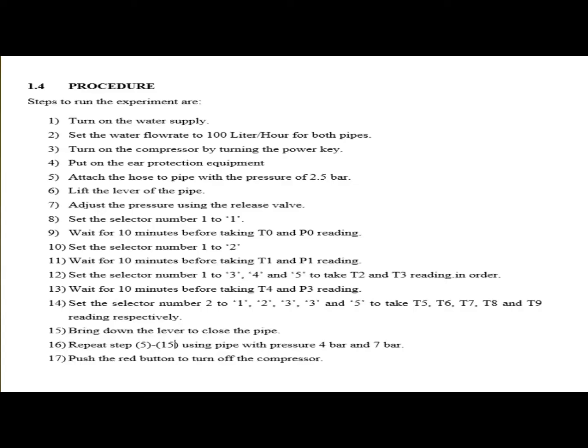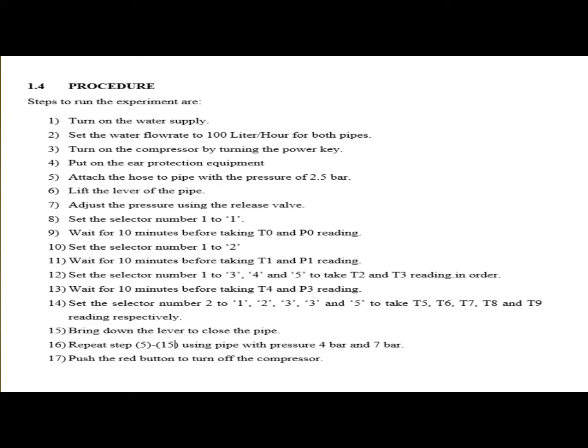Okay, so next I will explain the experimental procedure, which we need to know to fully understand and know how to do the experiment correctly. Step 1, turn on the water supply. Step 2, set the water flow rate to 100 liters per hour for both pipes. Step 3, turn on the compressor by turning the power key. Step 4, put on ear protection equipment. Step 5, attach the hose to the pipe with a pressure of 2.5 bar.